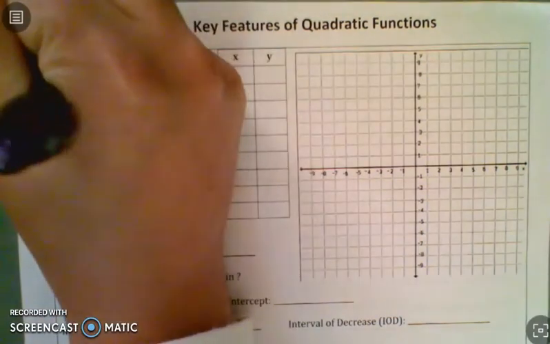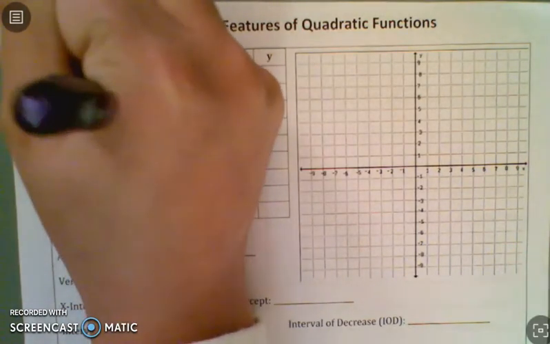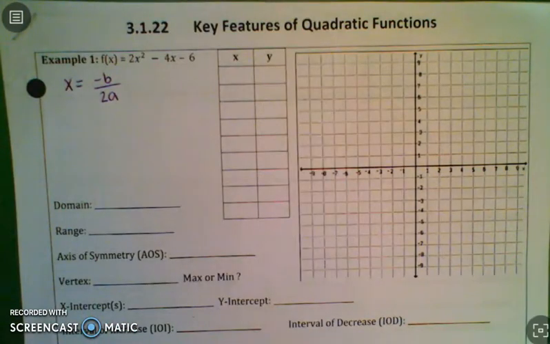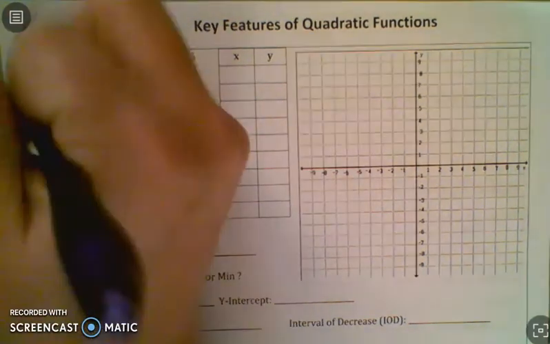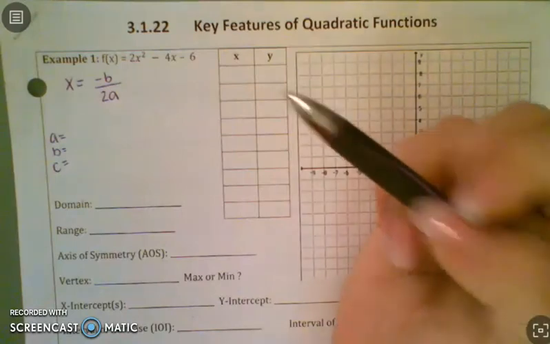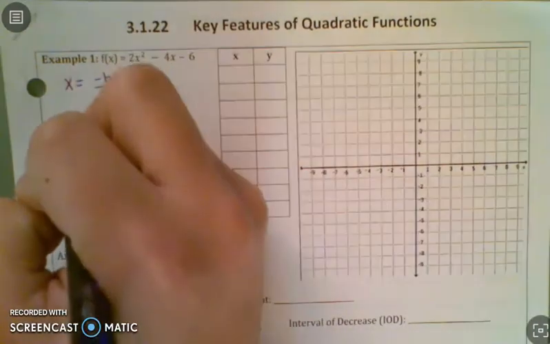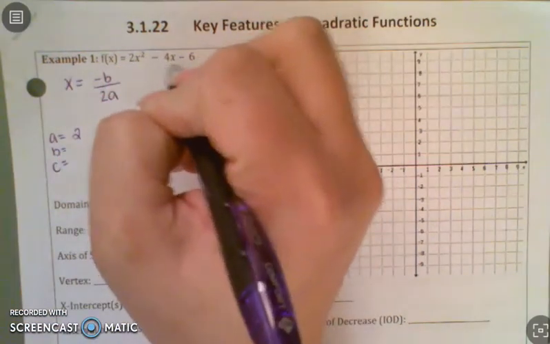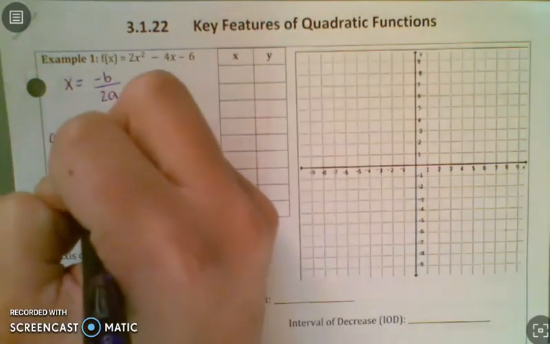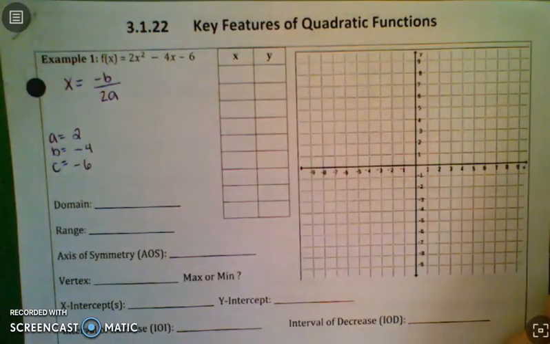So to do that, you need to use the equation x equals negative b over 2a. So to do that, we need our ABCs. So our a value is what's associated with the x squared, so 2. Our b is what's with x, so negative 4. And our c is the constant, negative 6.